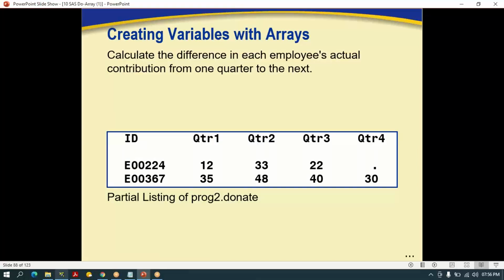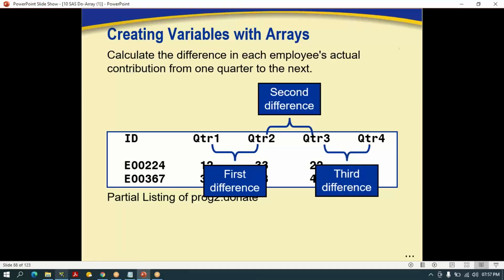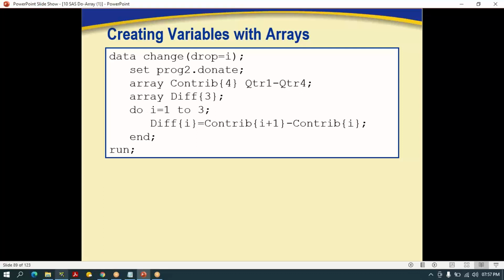Now calculate the difference in each employee's actual contribution from one quarter to the next. The next example is we are creating the variable in a different scenario. Here there are 4 quarters. Now you want to calculate the difference between the first quarter and the next quarter, one quarter to the next. Out of 4 variables, you will see differences between only 3 pairs. You can calculate only 3 differences: 4 minus 3, 3 minus 2, 2 minus 1. So like this you have to calculate it. This is how we can use it.